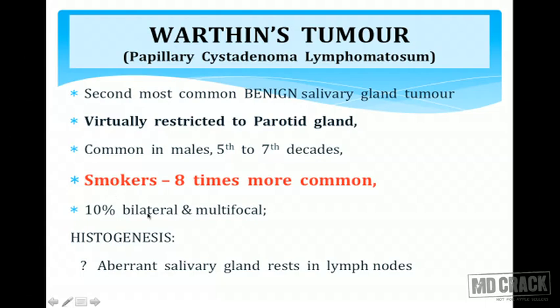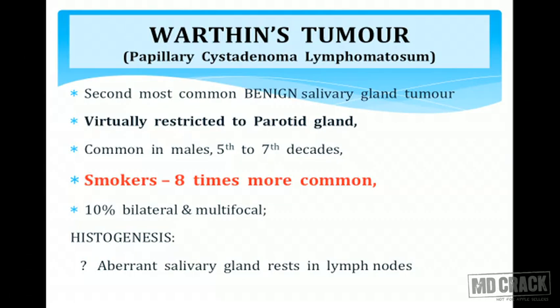Around 10% of the cases are bilateral and multifocal, but most of the time they are unilateral. Probably it occurs from aberrant salivary gland rests in the lymph nodes. Probably that is the reason why WARTHIN'S tumor will arise.